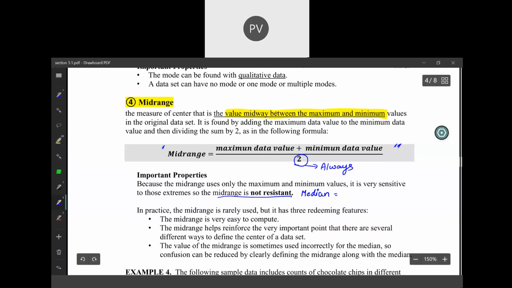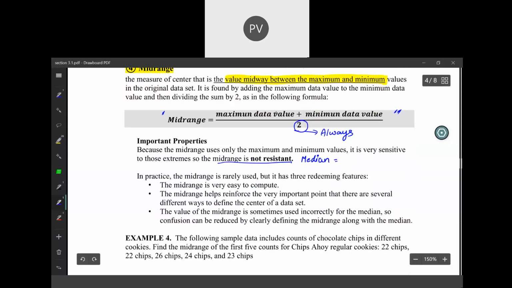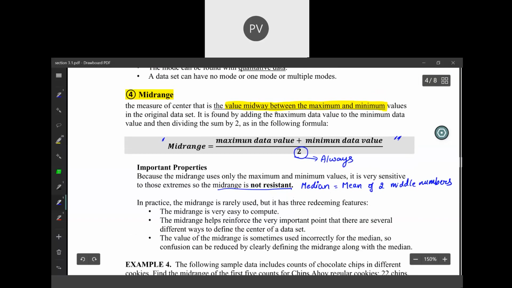We also have median. The formula for the median was the mean of the two middle numbers. Remember, in median we are not including the maximum and minimum, whereas in the case of mid-range you have to choose the maximum and minimum. You are not supposed to choose the middle numbers. When you choose the middle numbers and divide by 2, that is called the median.